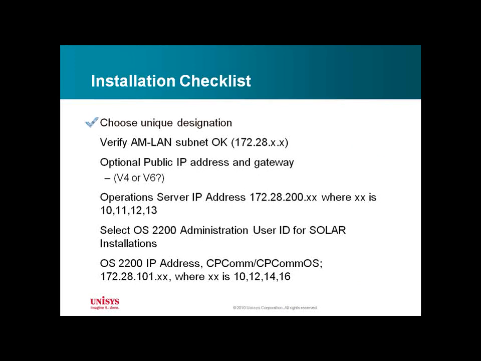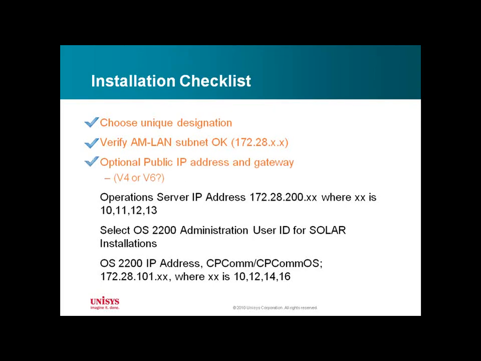The first thing you do is choose a unique designation for this QProcessor. All QProcessors attached to the AM/LAN switches should have a unique designation. Verify the AM/LAN subnet is OK. The default is 172.28. If not, you'll have to choose your own subnet and adjust all the addresses on the QProcessor, the operation server, and the OS 2200 Dorado partition.